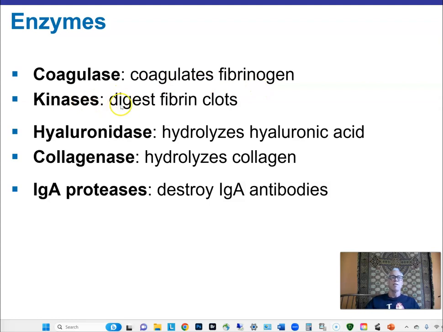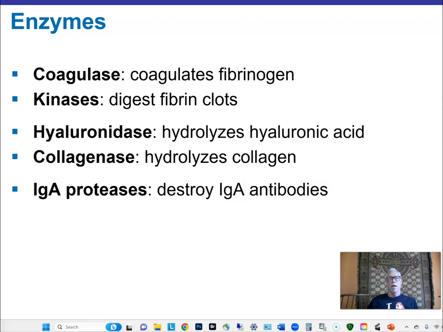Kinases are the opposite. They cause dissolution of blood clots, and that actually allows bacteria to escape from an area of injury, liquefy the blood clot, and then be carried away in the fluids around there and move to different parts of the body, different tissues.